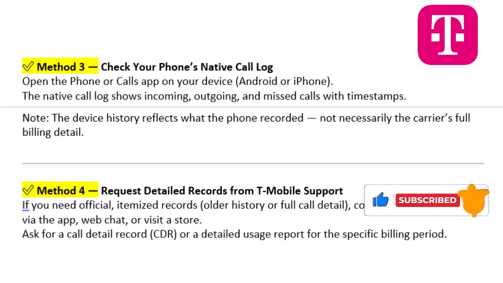Method 4. Request detailed records from T-Mobile support. If you need official, itemized records, older history, or full call detail, contact T-Mobile support via the app, web chat, or visit a store. Ask for a call detail record, CDR, or a detailed usage report for the specific billing period. Detailed records may require account verification and sometimes processing time, so request them when you need official documentation.